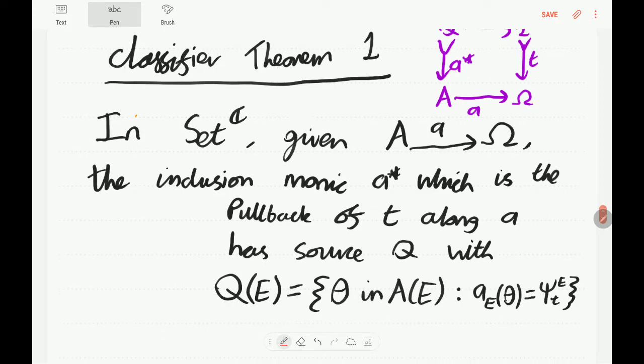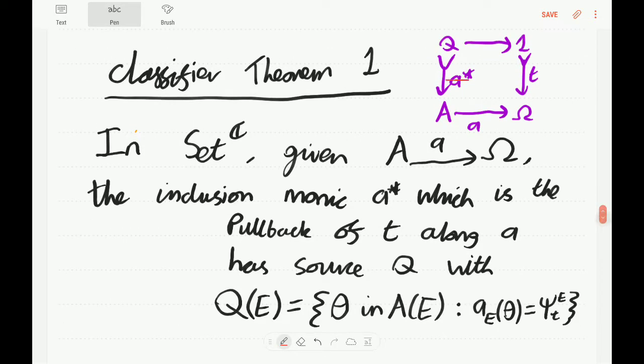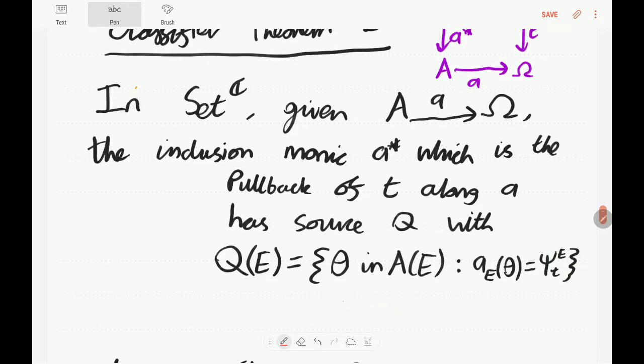Now, the claim is that the source of this inclusion monic, Q, has this set of E-type elements, which is just the set of theta in A E such that A subscript E of theta is psi E true. And remember, psi E true is, if we're thinking of it as a subobject of Hom(E, blank), just the maximal subobject of Hom(E, blank). Okay.